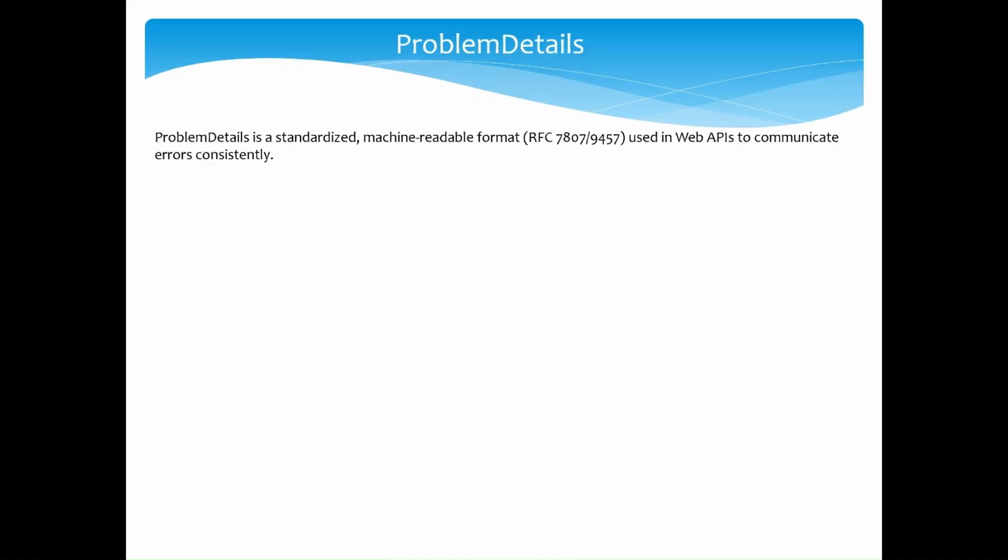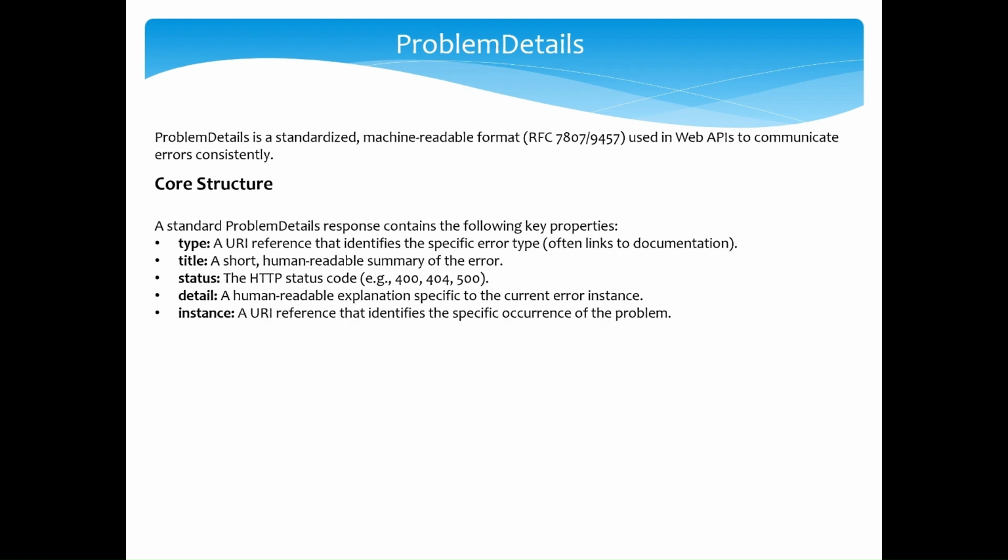Let's understand. Problem details is a standardized machine-readable format, RFC 7807 / 9457, used in web APIs to communicate errors consistently. Let's look at its core structure. A standard problem details response contains the following key properties.